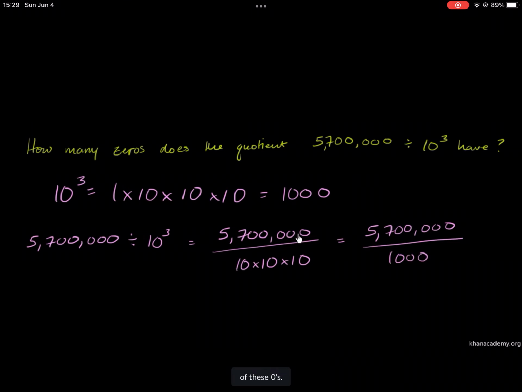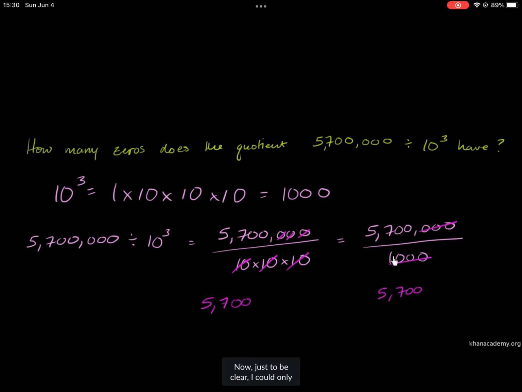Either way you think about it, every time you divide by 10, you're going to eliminate one of these zeros. If you divide by 10 once, you're going to eliminate a 0. Divide by 10 again, you're going to eliminate another 0. Divide by 10 again, you're going to eliminate another 0. You're going to be left with 5,700. Another way of thinking about it is, if I'm dividing by something that has 3 zeros, I'm going to eliminate 3 zeros. So I am left with 5,700.